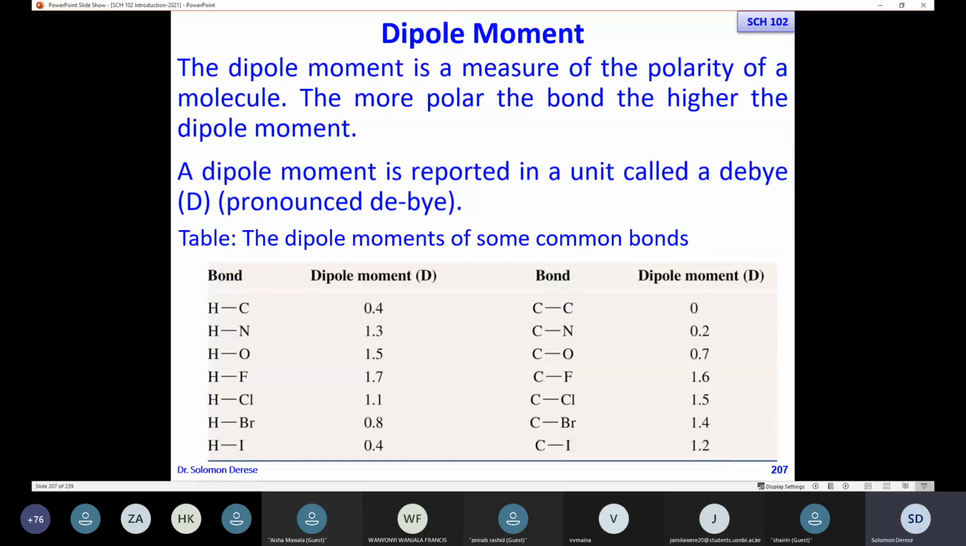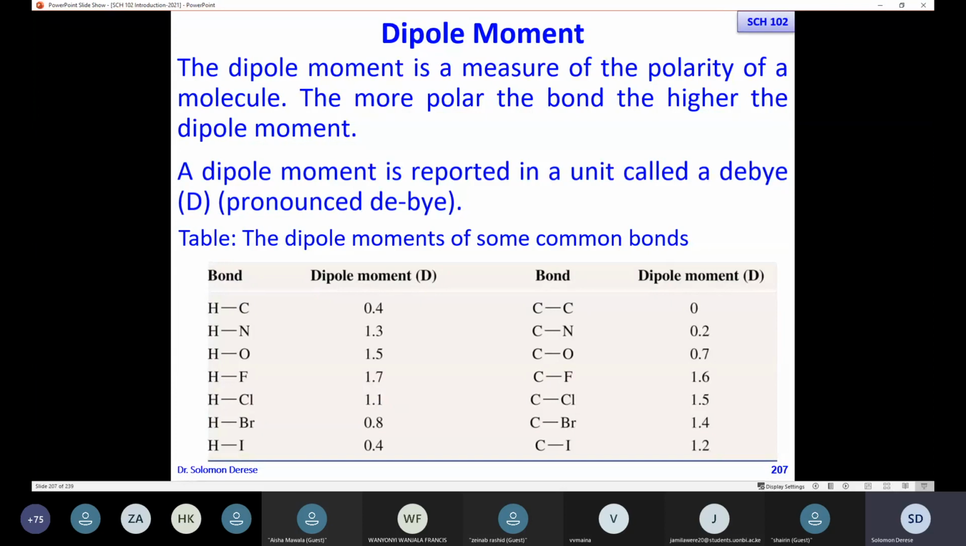Okay, so the more polarized a bond, the greater the dipole moment. The dipole moment is not the same as the difference in electronegativity. You remember for HF, the difference in electronegativity between fluorine and hydrogen was 4 minus 2.1, which is 1.9, but the dipole moment is 1.7. Between chlorine and hydrogen, chlorine was 3, hydrogen was 2.1. 3 minus 2.1 is 0.9, but the dipole moment is 1.1.